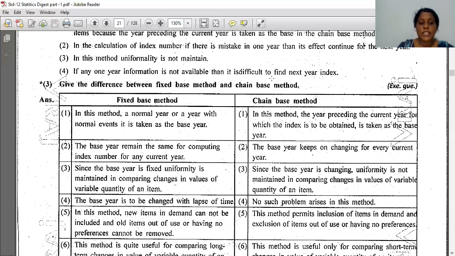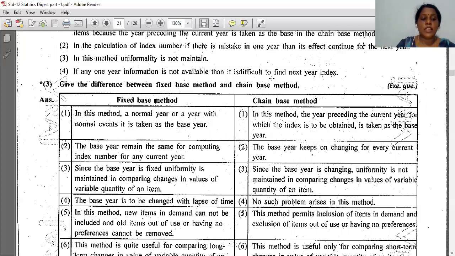Now, second is, the base year remains the same for comparing index numbers for any current year. The base year will be the same for any current year. Like if 2001 to 2010, then if 2001 is the current year, then the base year will be 100. Or suppose 2001 to 2010 is given, then if we are doing the calculation of 2002, then the current year will be 2002 and the base year will be 2001. Then if 2003 is the current year, then 2002 will be the base year.